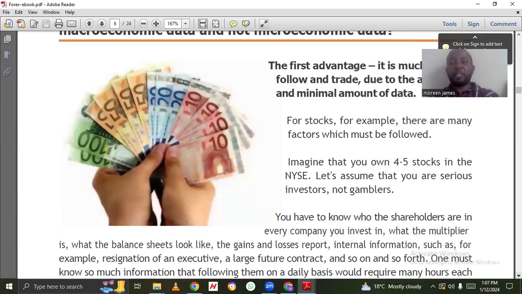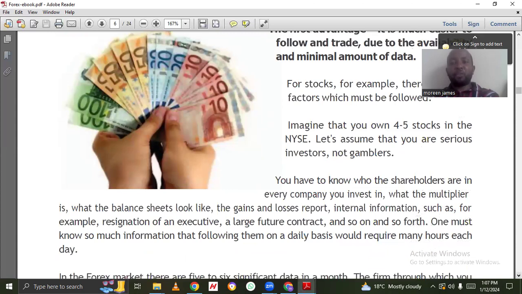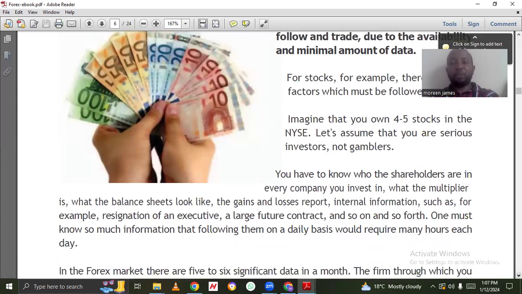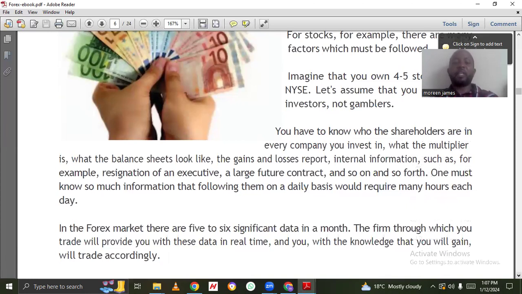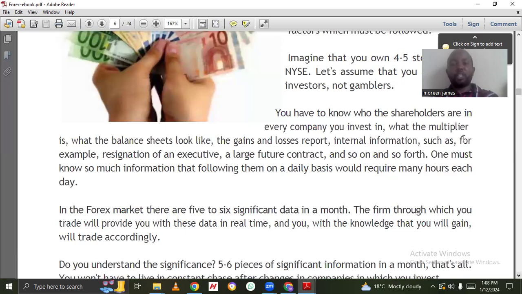First advantage, it is much easier to follow and trade due to the availability and minimum amount of data. For stocks, for example, there are many factors which must be followed. Imagine that you own 45 stocks in the New York Stock Exchange. Let's assume you are serious investors, not gamblers. You have to know who the shareholders are, what the balance sheet looks like, the gains and losses report, internal information, such as, for example, the resignation of an executive, a large future contract, and so on and so forth. One must know so much information that following it on a daily basis would require many hours each day.